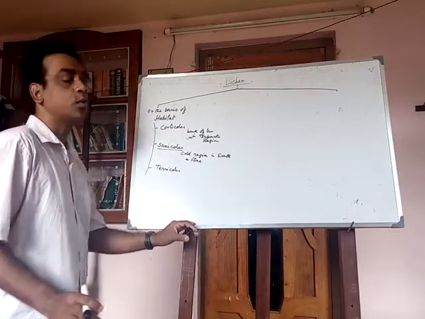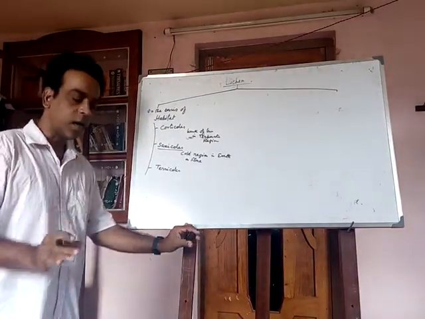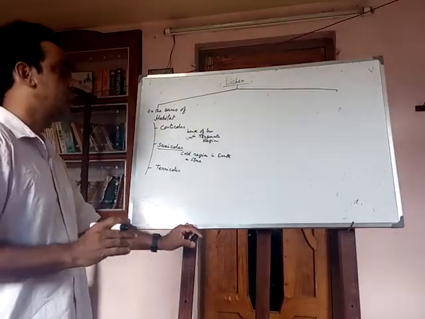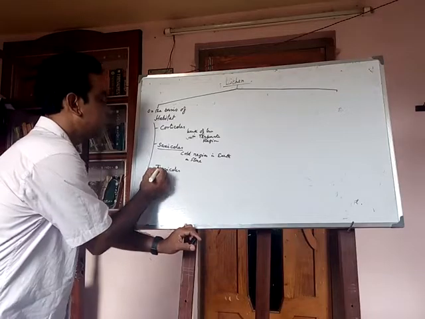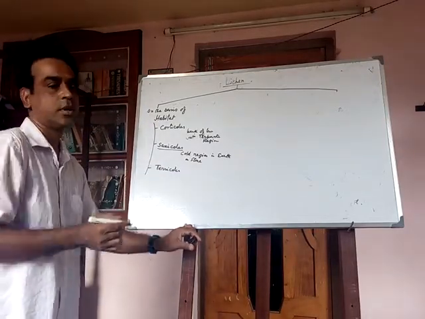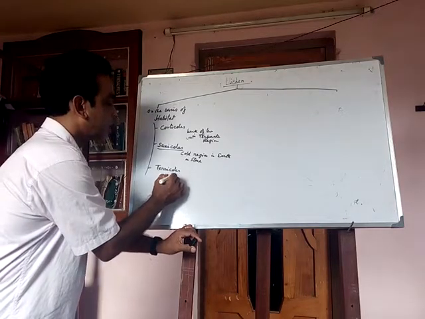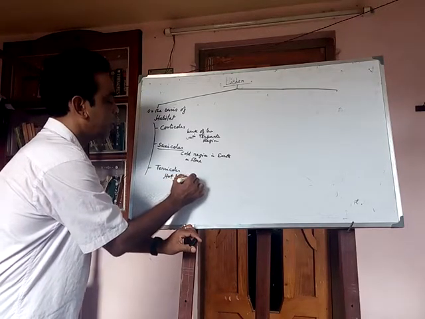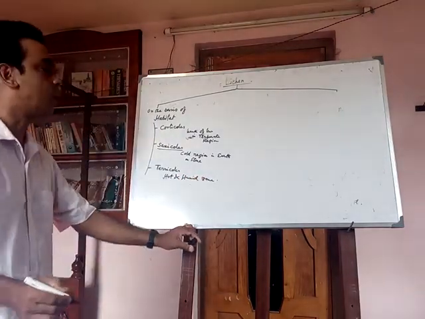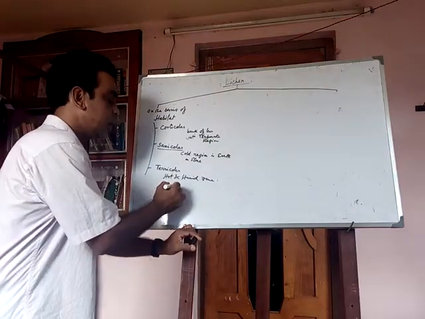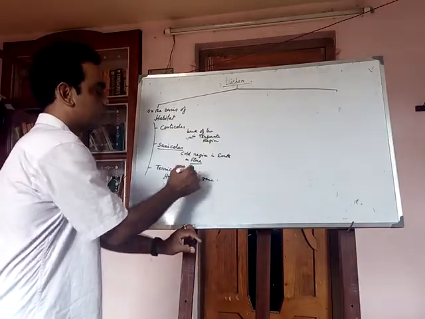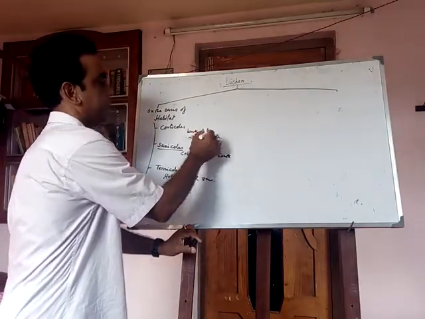Now the tericoles are found in our region, that is the tropical region, the hot and humid zone. This type of lichen is found on stone, soil, and bark of trees.